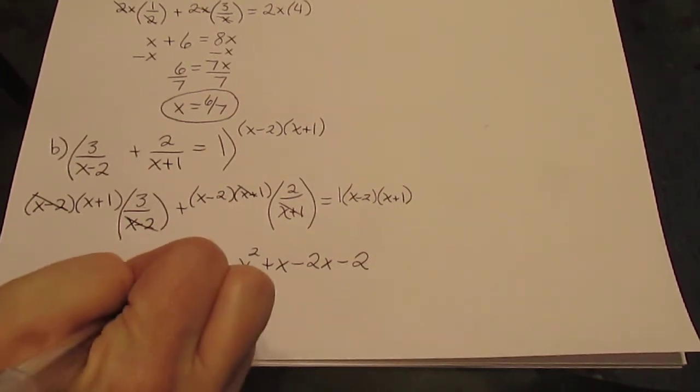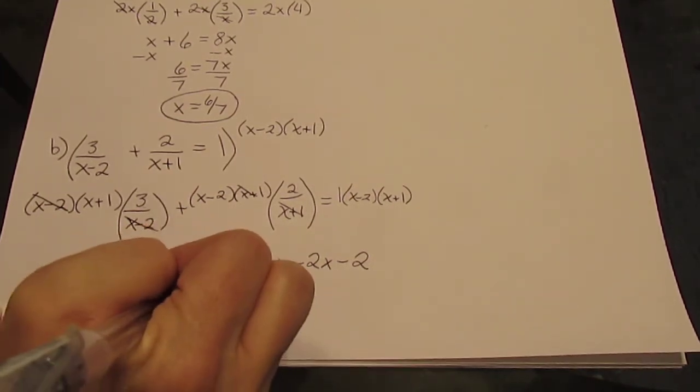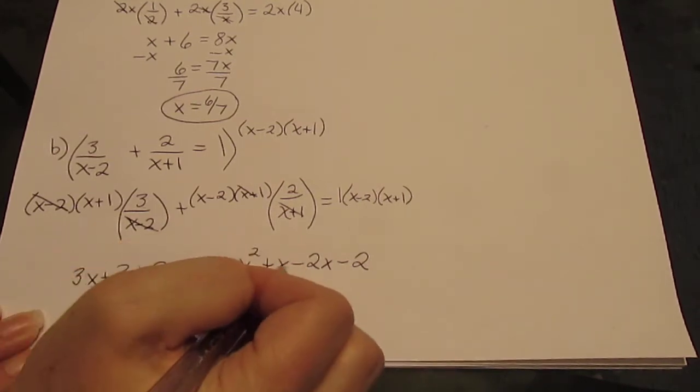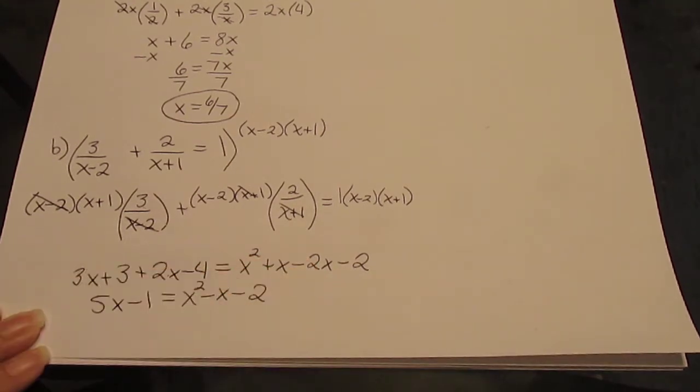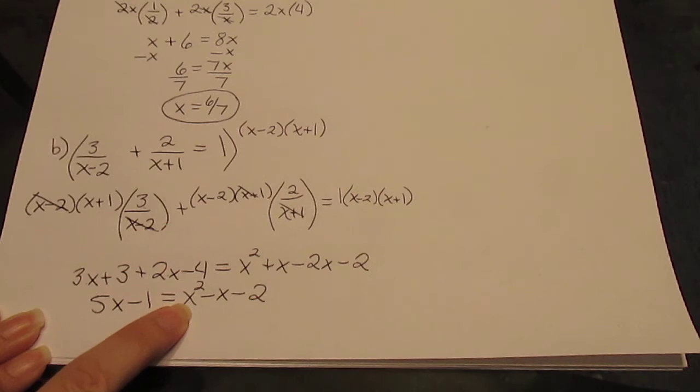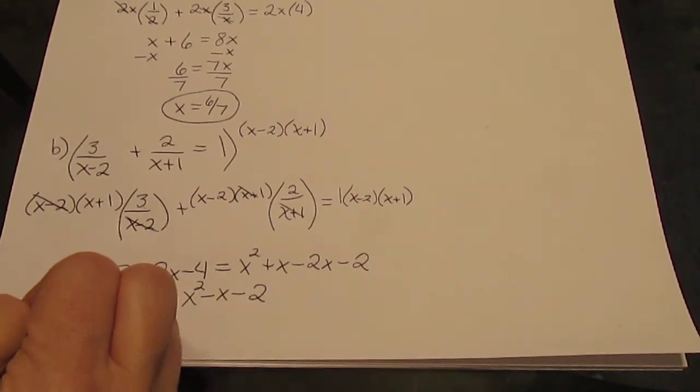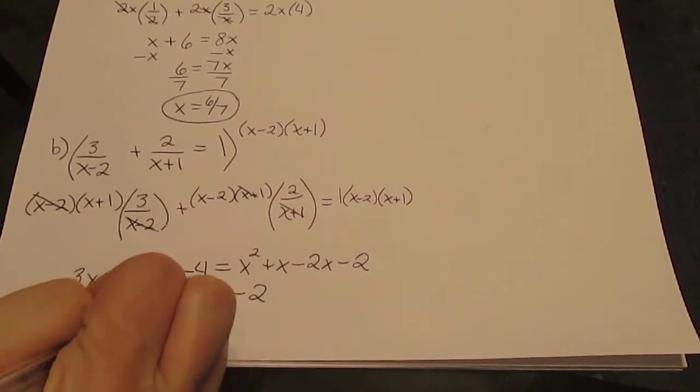minus 1 equals x squared minus x minus 2. And I like to keep my x squared term positive, so I'm going to move these two terms over to this side. So I'll subtract 5x, add 1.